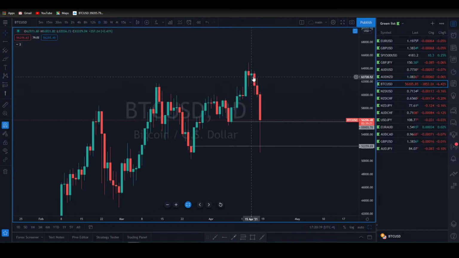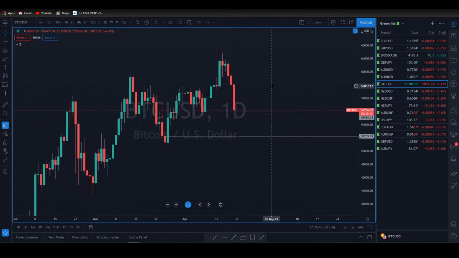Price action is going to become more volatile the higher Bitcoin goes. I do believe everybody understands that. So make sure you're not trading this thing over leveraged. Otherwise, you're going to get hurt.